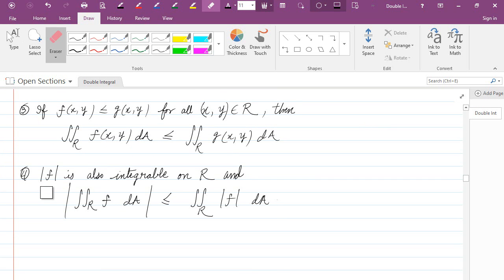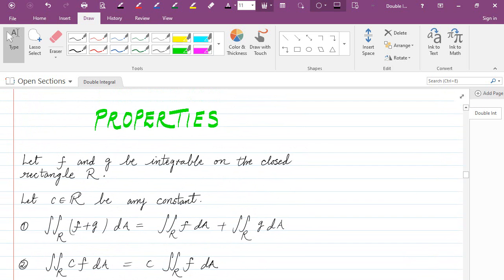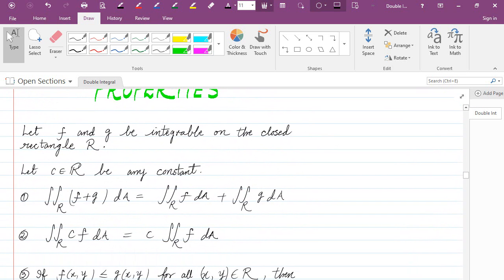And if the absolute value of f is also integrable on the rectangle R, then the absolute value of the double integral of f over R is less than the double integral of the absolute value of f over R. Okay, so those are the four basic properties of the double integral over rectangles.